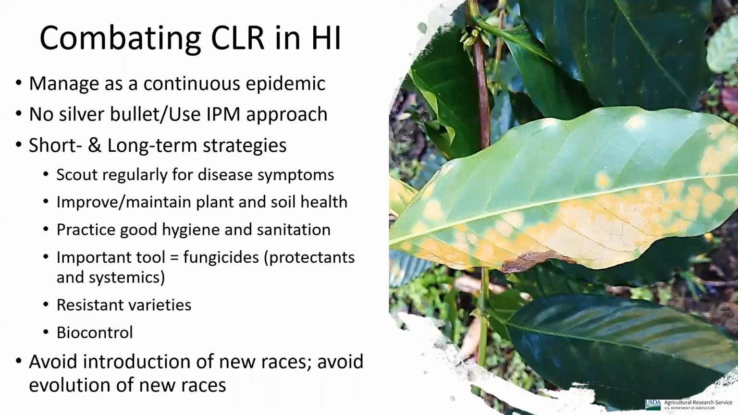So with all that being said, I know that's a lot of information. But the message is the same as far as the summary and how to combat CLR: you have to manage it continually. We continue to say there is no one silver bullet. It's an integrated approach with short and long-term strategies. Definitely, we want to avoid the introduction of new races. There are more than 50 that exist for Hemileia in the world. We have one. We want to avoid new ones coming in or new ones developing here.